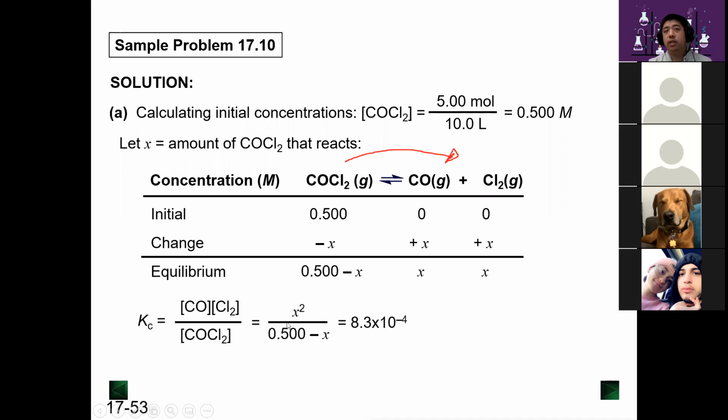You have Kc and you have these numbers, x squared over 0.5 minus x. And you know your Kc is equal to that number. We run into a little bit of a problem here. If I wanted to solve for x, it would be a big pain to deal with because I have x squared and I have 0.500 minus x. It becomes a huge number.